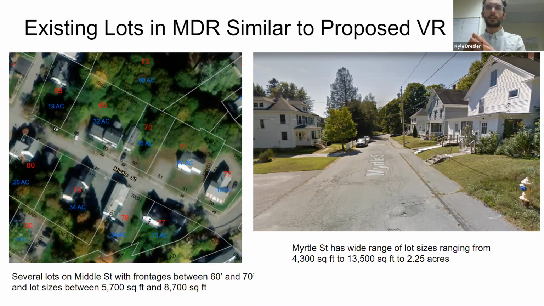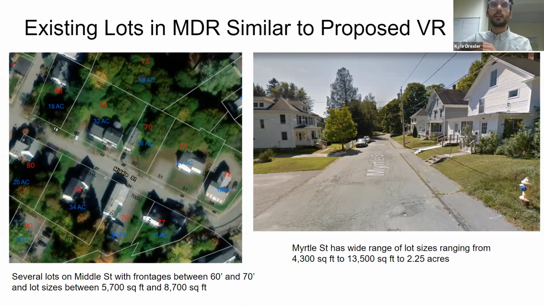Just because our current minimum lot size is 20,000 square feet doesn't mean that was always the standard. And as neighborhoods develop over time, in certain neighborhoods you see trends in certain lot sizes generally. So these are just a couple examples to show that this 5 to 10,000 square foot range for lots in some places in the MDR already exists, and is part of established neighborhoods in town.